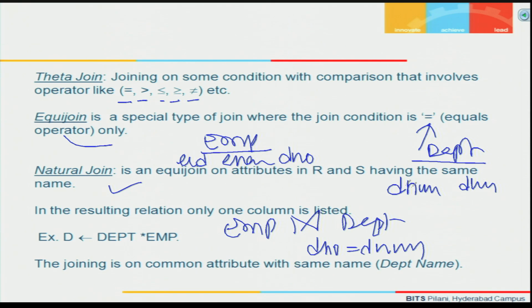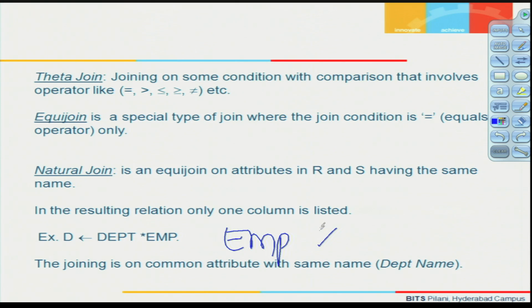This equi-join is possible, but natural join is possible when the name of this is DNO, that means this is a foreign key which is pointing to this, and the names of this and this are both the same. That means if at least one column in relation R and one column in relation S have the same name, then I can write a natural join statement. How to specify the natural join? I can say that employee natural join department. I don't have to specify the symbol used there, the star symbol.